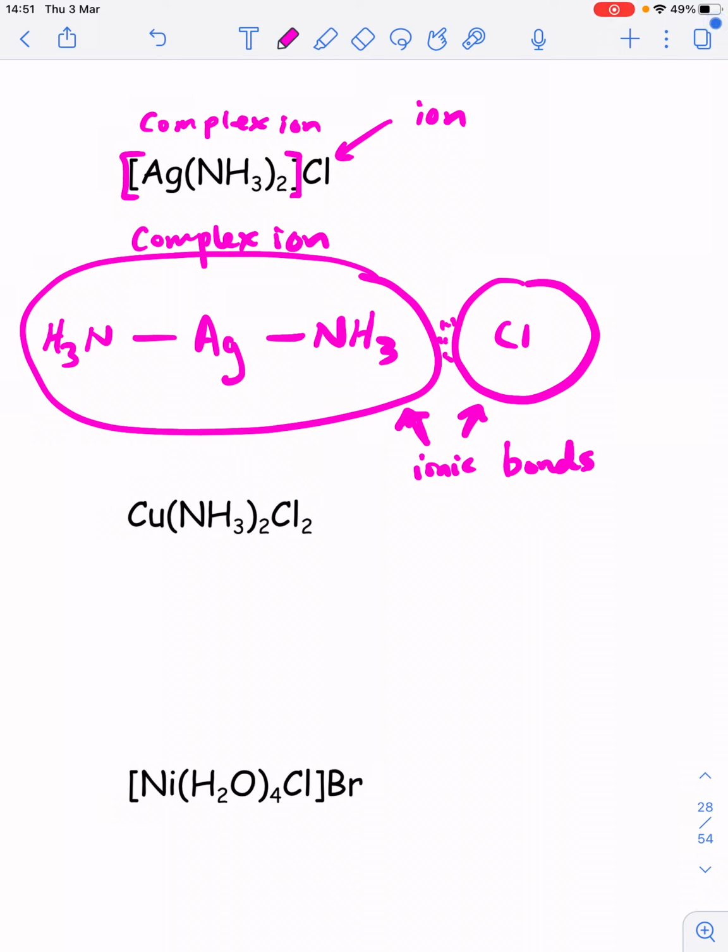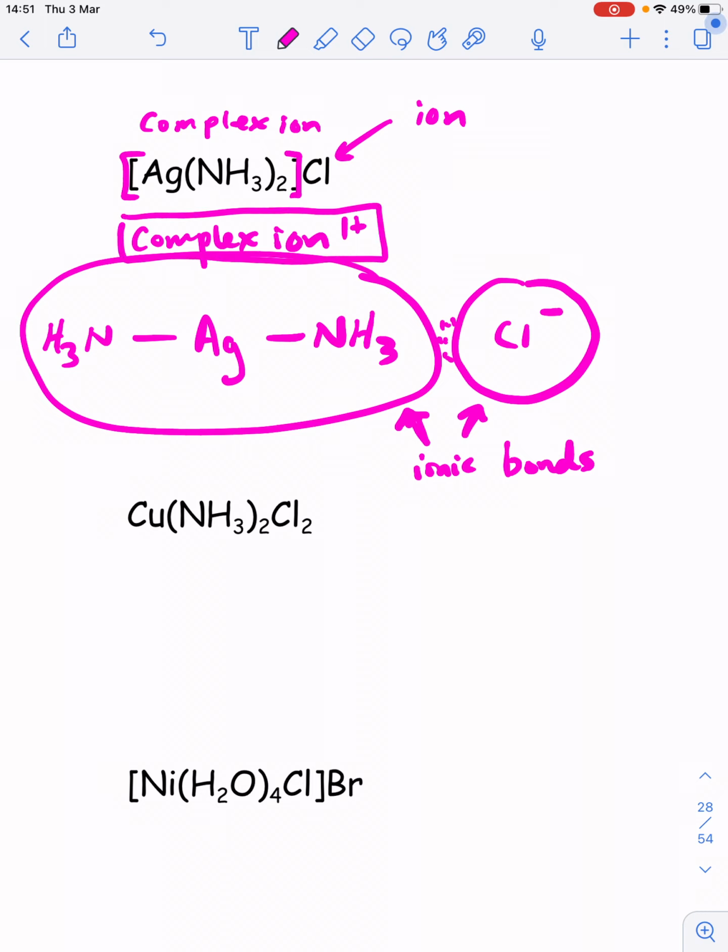Okay, so we can use that idea to figure out the charges. I know that Cl is a 1- ion, and that means that this complex ion here must have a 1+ charge to balance out the 1- charge of the chloride ions. So we still follow our rules about ionic compounds here. If chloride is 1-, then the positive ion must be 1+, since they are in a 1-to-1 ratio. So then, that's the charge on the complex ion.